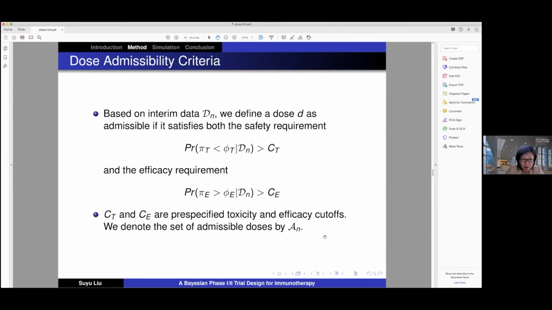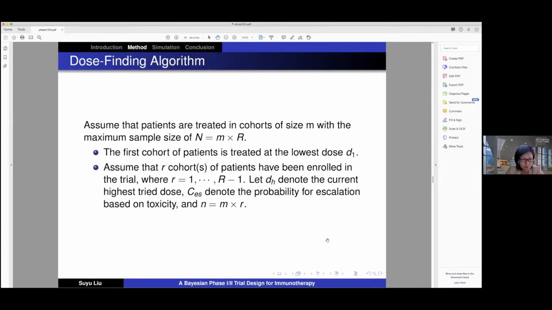And the doses that satisfy both conditions form the set of admissible doses, denoted by the admissible set A_N, based on the first N patients here. And now the dose-finding algorithm can be specified in this and the following slides. So assume that patients are treated in cohorts of size m with a maximum sample size of capital N. So here we have a total of capital R cohorts of patients. The first cohort of patients is treated at the lowest dose level d_1. And assume that we have lowercase r cohorts of patients treated in this trial, and we haven't reached the maximum sample size.